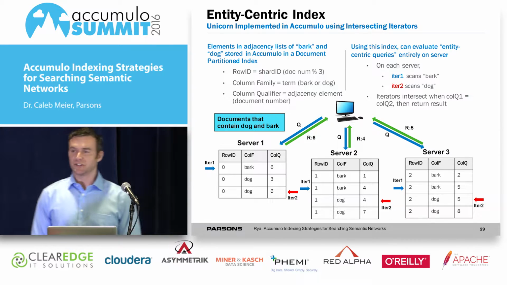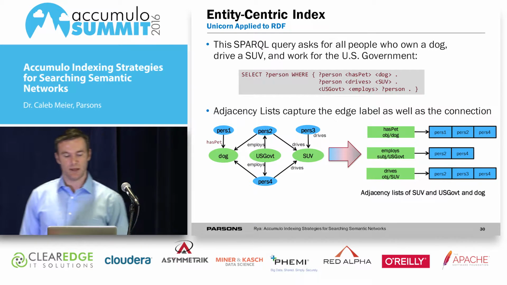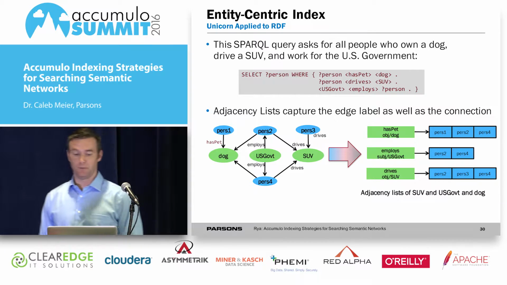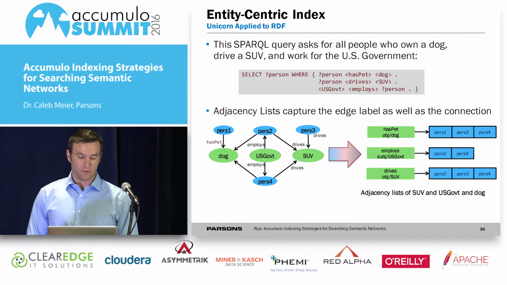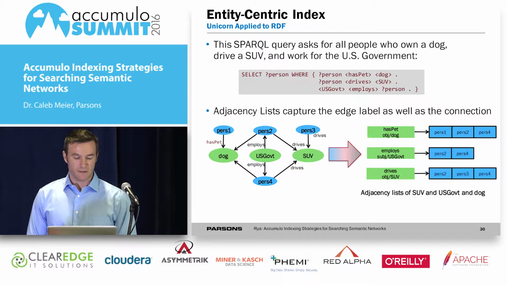So our idea was just to take this and extend it to RDF data. So here we have a SPARQL query which asks for all people who have a dog as a pet, who drive an SUV, who are employed by the US government. And we have some RDF data that's related to that query.